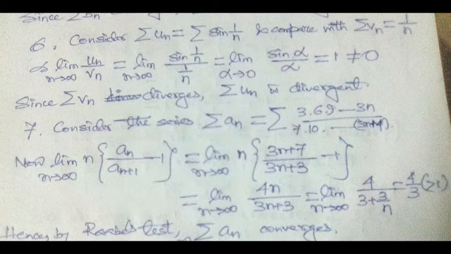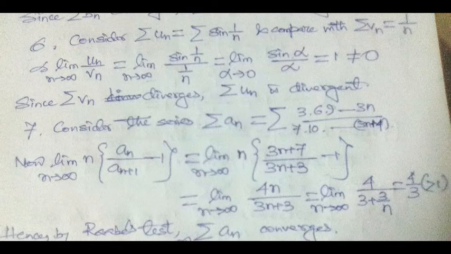Now go to the seventh example. Let us consider an infinite series with nth term a_n equals 3 times 6 times and so on up to 3n, divided by 7 times 10 times and so on up to 3n plus 4. Then we will use Raabe's test.